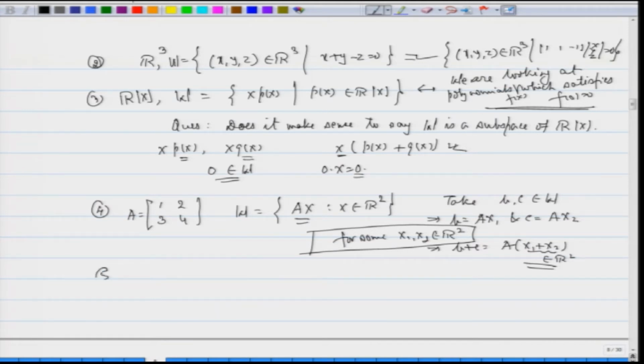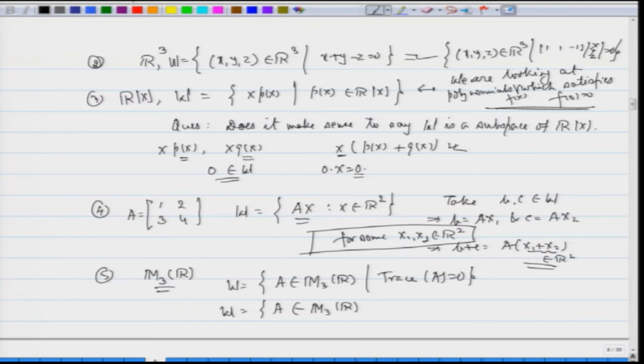Fine. I can also talk of the set of all matrices, say M3(R). I can define W for me as all matrices A belonging to M3(R) such that trace of A is 0. I can also talk of this as all A belonging to M3(R) such that A11 plus A21 is 0 and things like that. I can talk of that. All of them will be vector spaces. Fine. Now, what is not a subspace? That is more important, not a subspace.